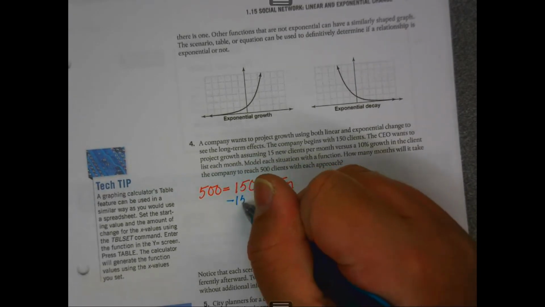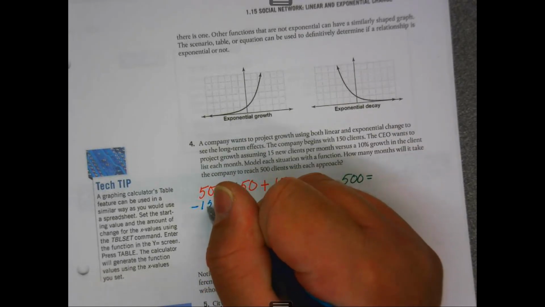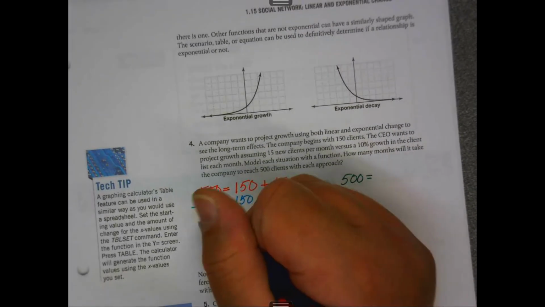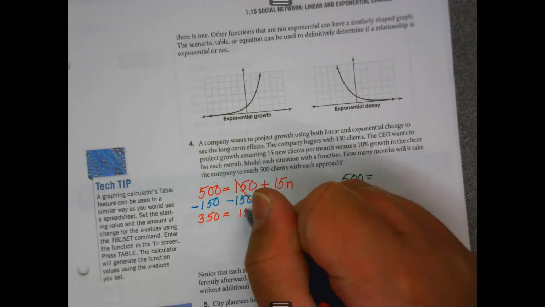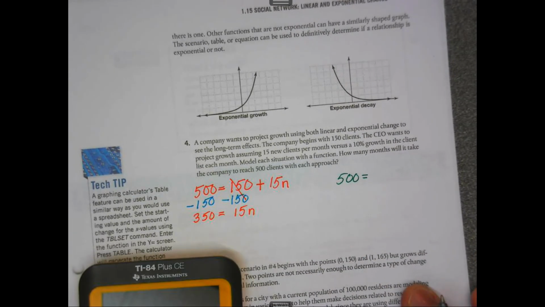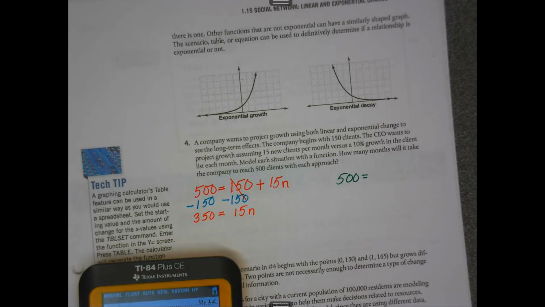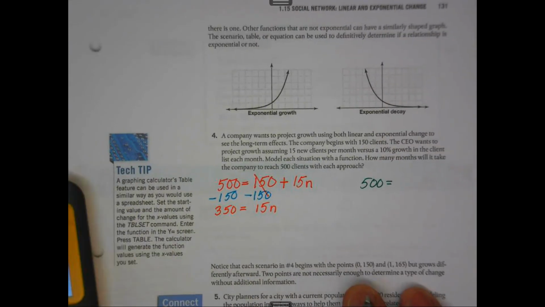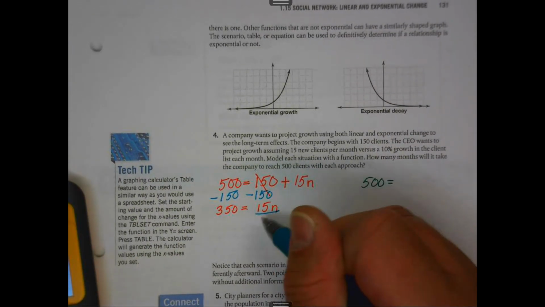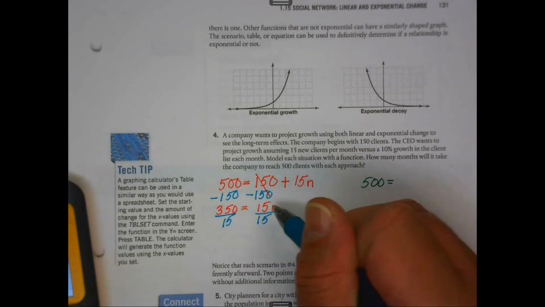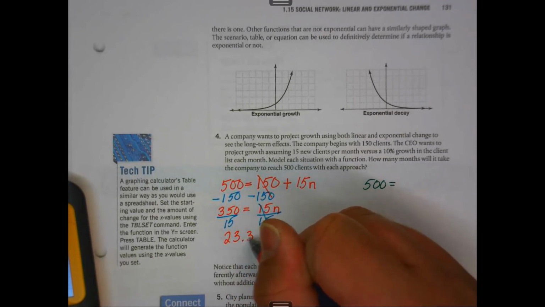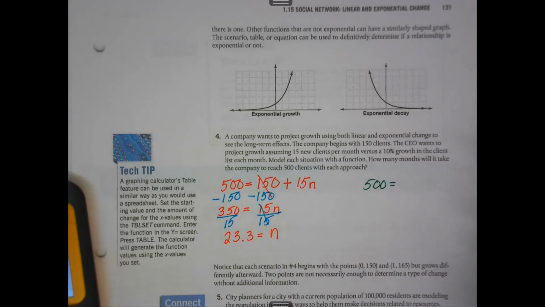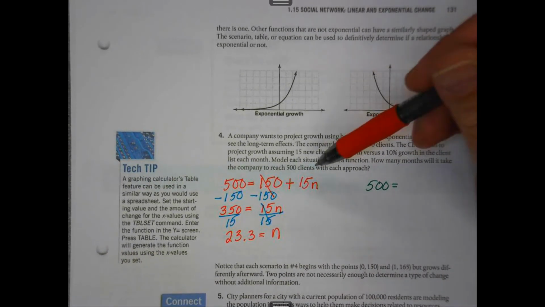Subtract 150 from both sides, so 350 equals 15n. And 350 divided by 15. I'm going to divide both sides by 15. So it's going to take approximately 23.3 months to get to the 500 clients.